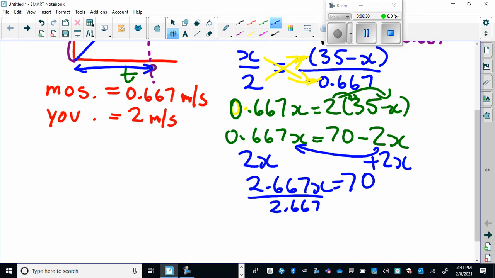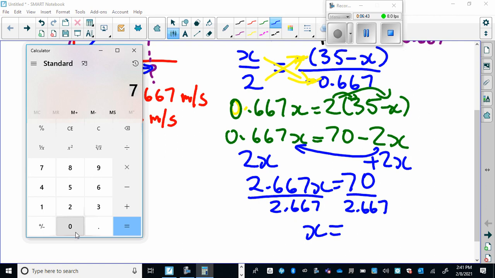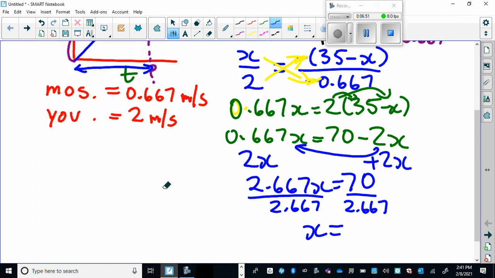Divide both sides by 2.667, and you get an answer of, I don't have my calculator here, so I'm just going to call up the calculator on my computer. 70 divided by 2.667 equals 26.2. So there's your answer for x.